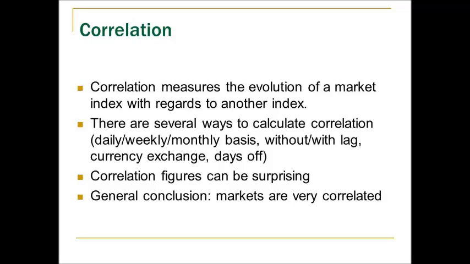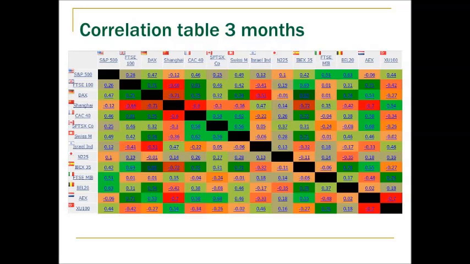Correlation figures can be quite surprising, but as a general conclusion, markets are very correlated. This is a correlation table over 3 months on a daily basis of the various indexes covering the countries where we have our 13 portfolios. So these are in fact 14 indexes in this table. And what you see in this table is that over 3 months, there are markets which are negatively correlated, and there are 3 of them that I would say stand out.